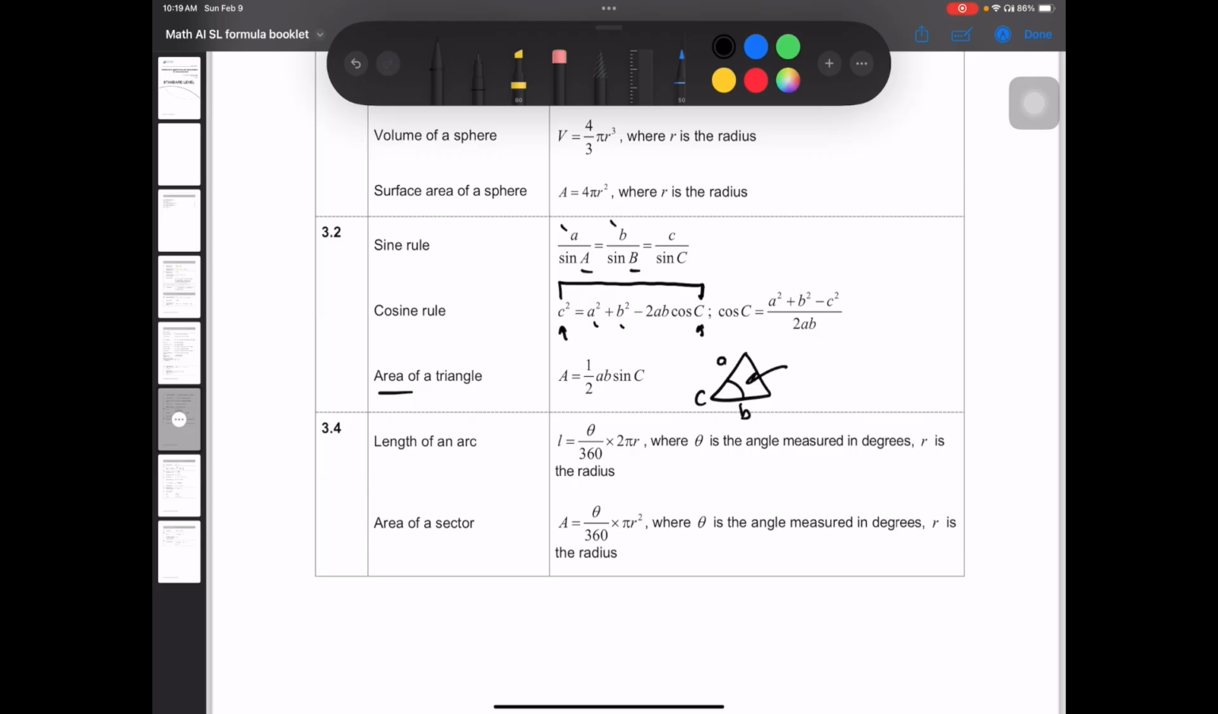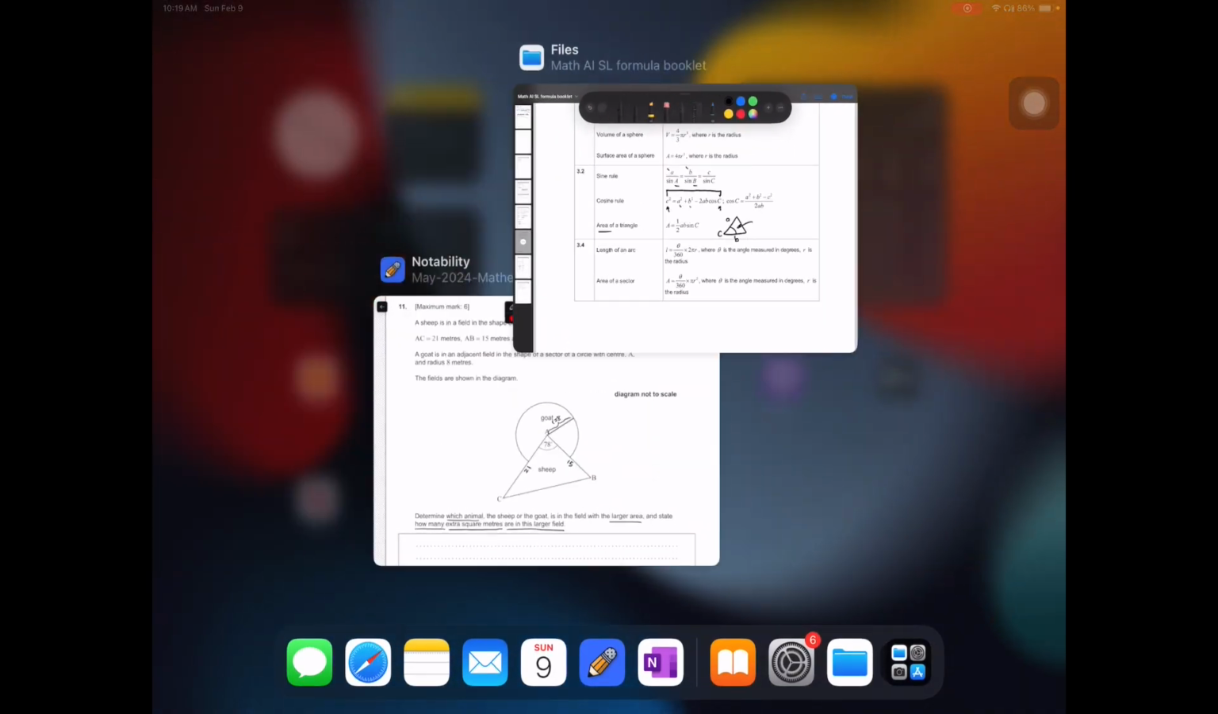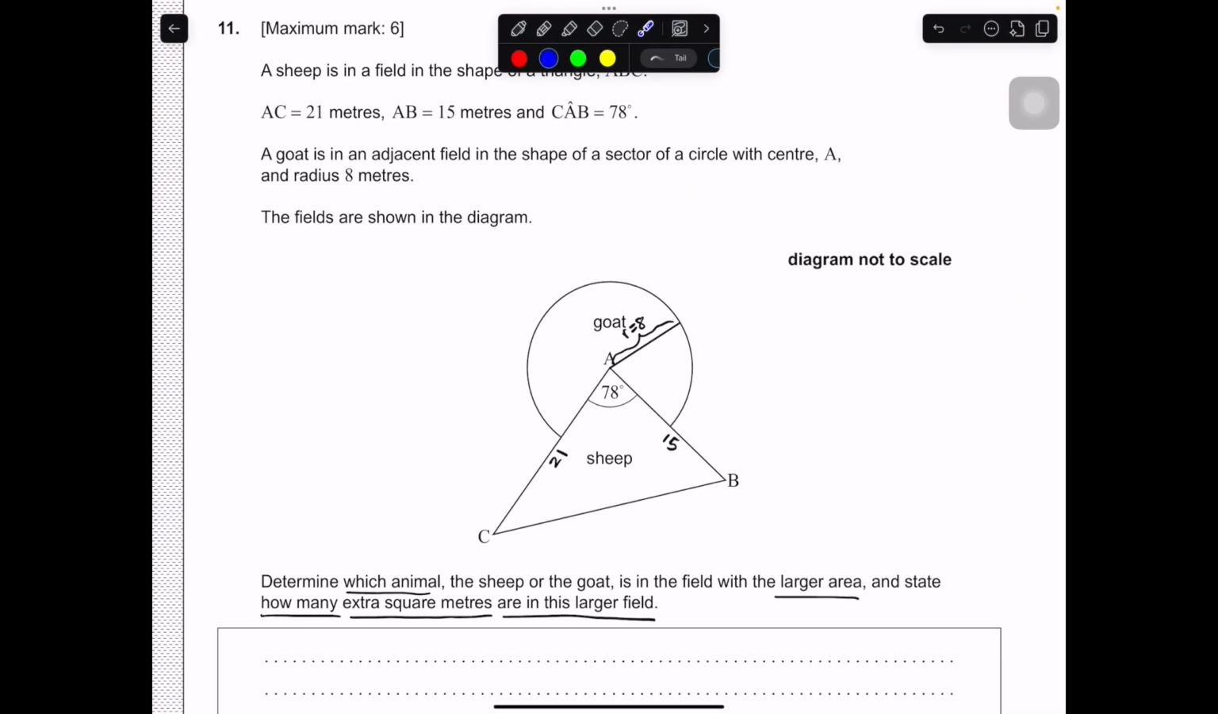So let's use the area of a triangle right here to find the area that the sheep is in. I'm going to write this on this side. Area is equal to half ab sine C. Area is equal to half, it doesn't matter the order, 21 times 15 times sine 78.